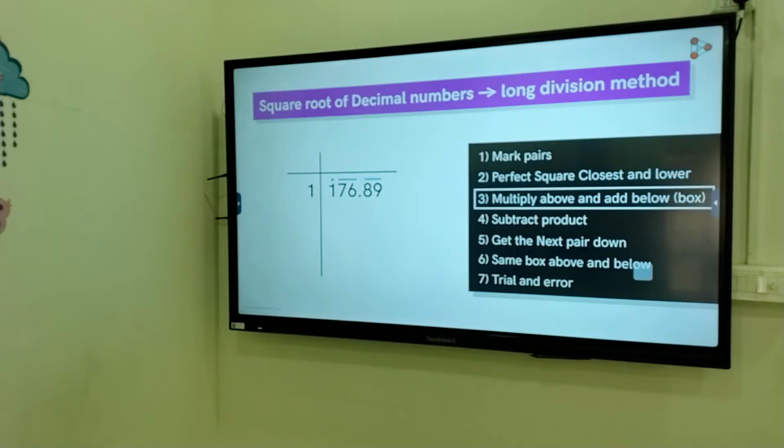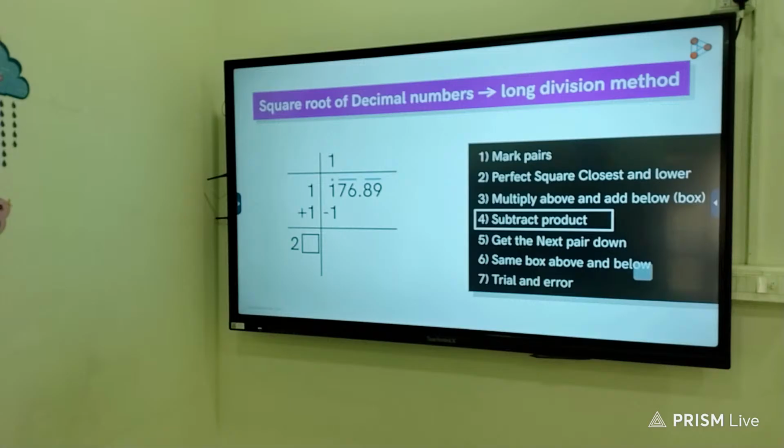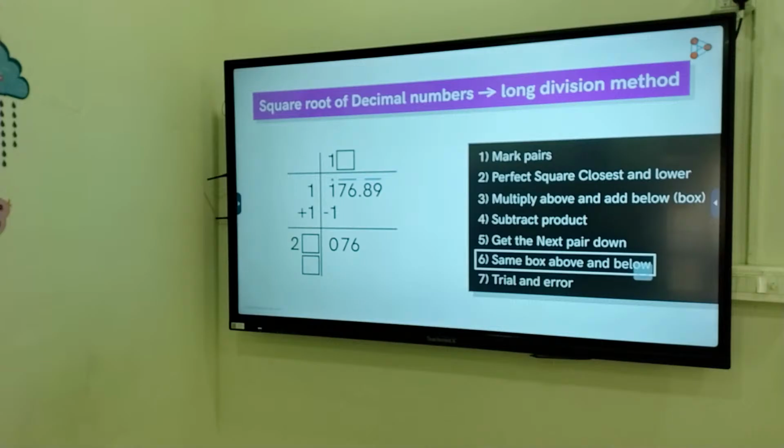In the third step, we multiply 1 above and add 1 below. So 1 multiplied by 1 is 1, and 1 plus 1 is 2. Since there are more pairs left, we need to draw a box next to this 2. In the next step, we subtract 1 minus 1 and write the result, which is 0, below. Now we have to bring the next pair, 76, down. And then we draw the same box above and below.